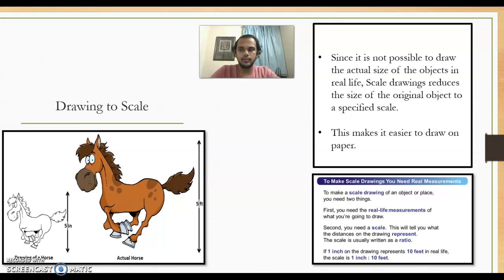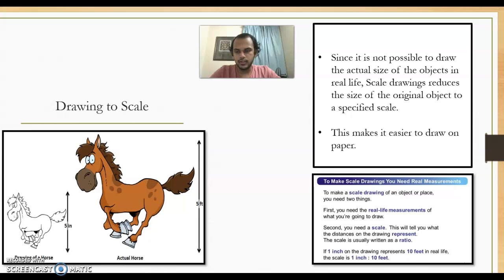So it's easier for us to talk about it. As an example, the last line of the text box is: if 1 inch on the drawing represents 10 feet in real life, the scale is 1 inch to 10 feet. Now it sounds a little confusing, hence I have provided an image on the left so that it can register easily. On our left we have an image of a horse. We have two images of a horse, to be precise.